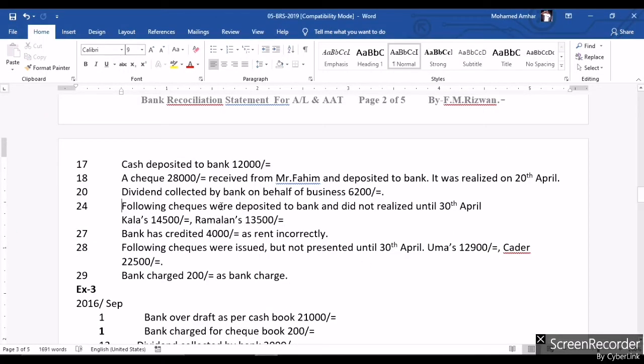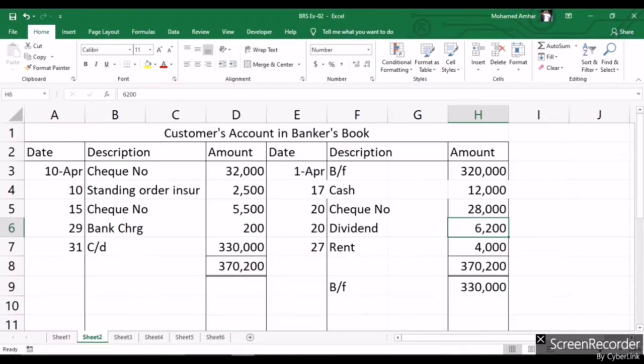Right. And then the date is 27th. The bank has credited 4,000 as rent incorrectly. So this is the banker's mistake. The bank mistakenly, erroneously, credited an amount of 4,000 as rent.